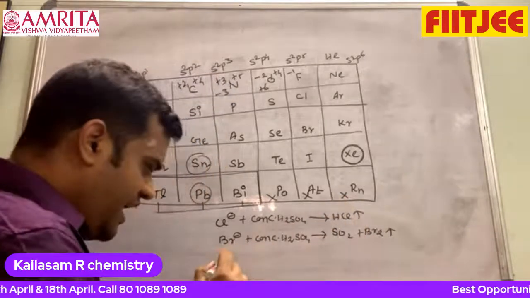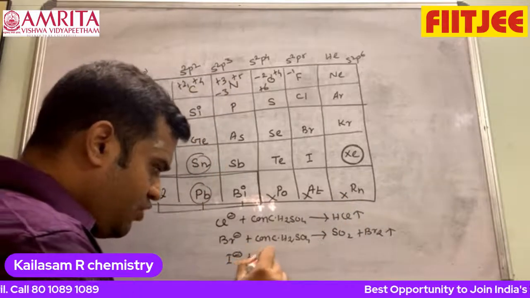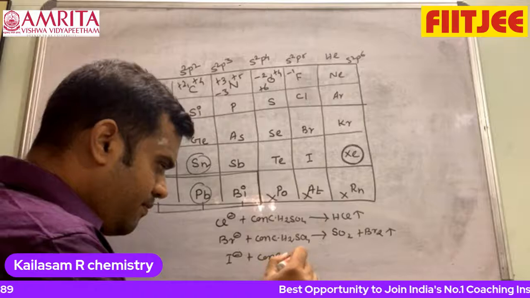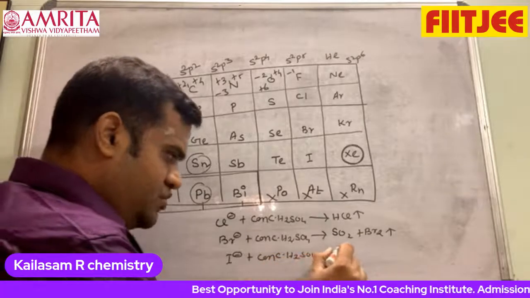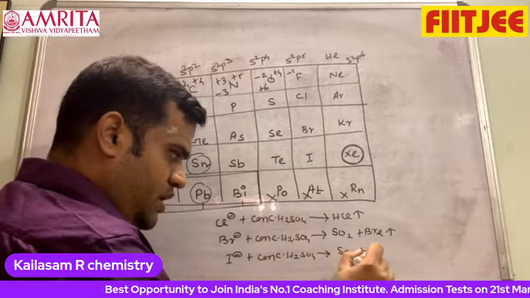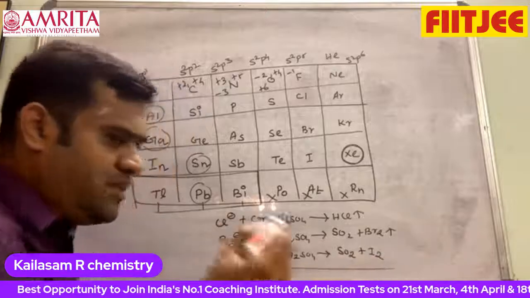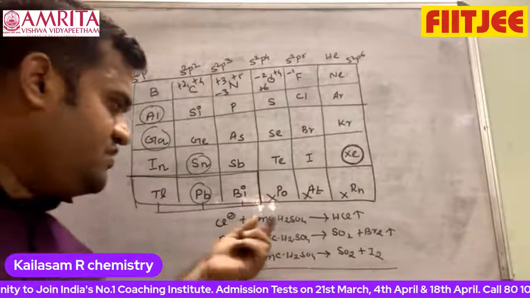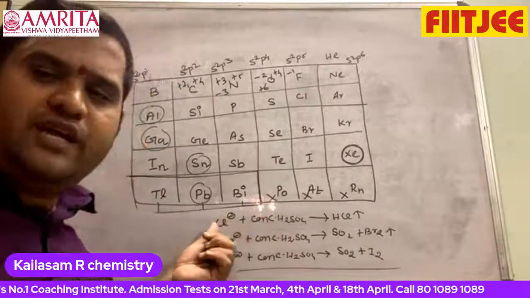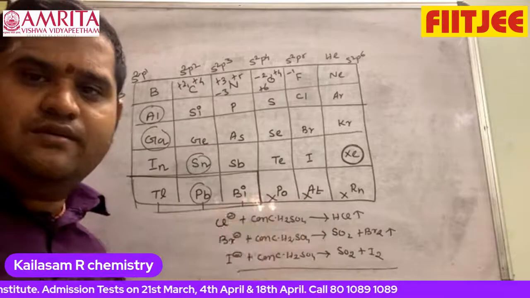Even for the same reason, I minus plus what? Con H2SO4. You can say here is the same, SO2 plus I2. That means why I am trying to say that when Cl minus meets con H2SO4, Cl minus is a poor reducing agent, it cannot reduce it.